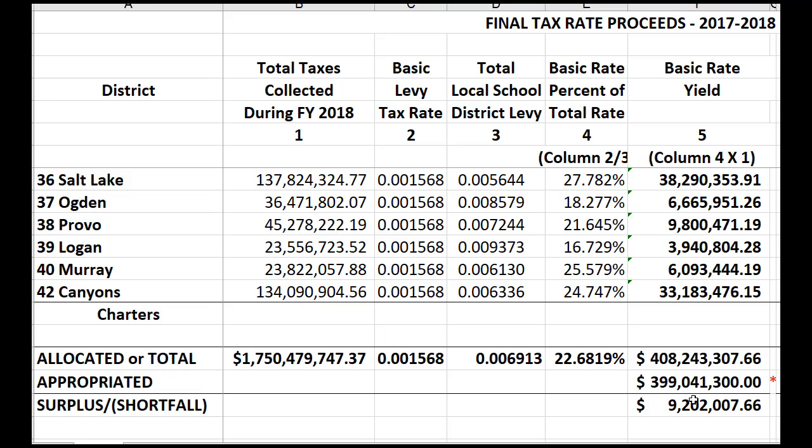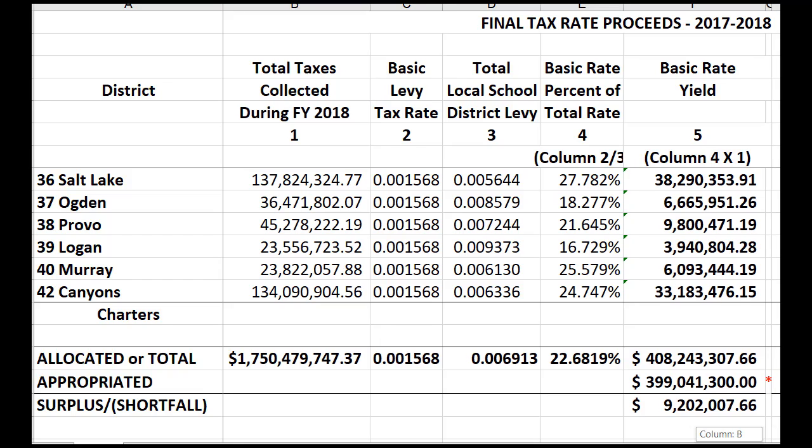The minimum basic tax rate actually generated $408,243,307, which means that the minimum school program has a surplus of $9,202,007. This is state funds not required to fund the basic school program, as property taxes generated more funding than estimated.